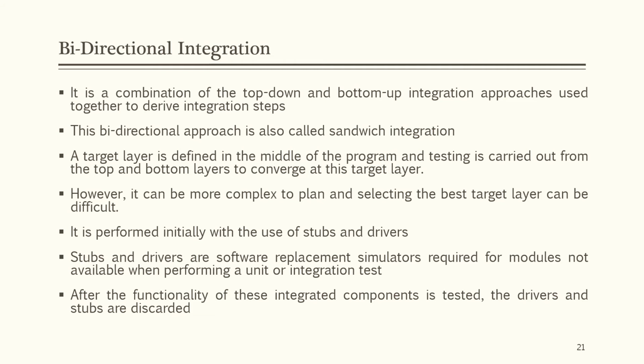Bidirectional integration. It is a combination of the top-down and bottom-up integration approaches used together to drive integration steps. This bidirectional approach is also called sandwich integration. A target layer is defined in the middle of the program and testing is carried out from the top and bottom layers to converge at this target layer. However, it can be more complex to plan and selecting the best target layer can be difficult.